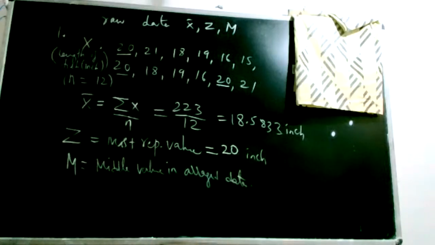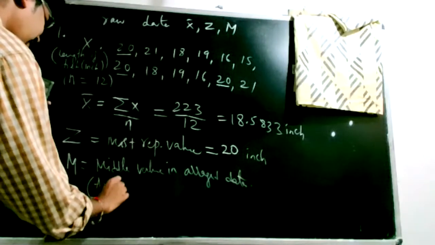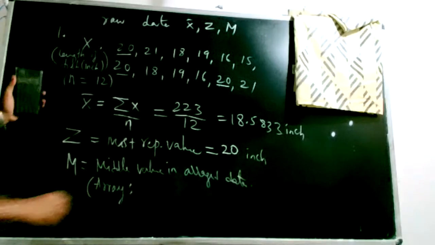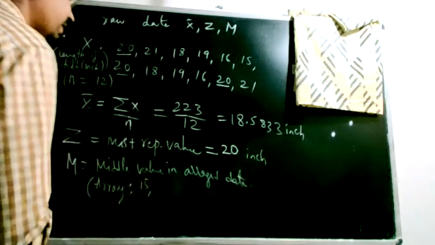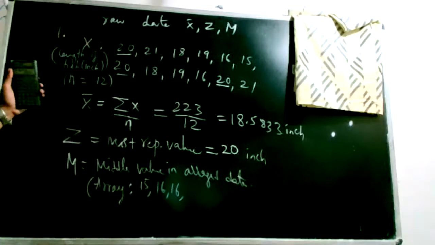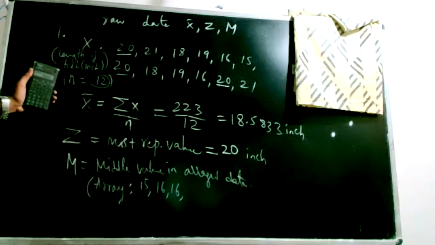Now to obtain the value of median, you have to arrange the data in increasing order, and that arrangement is called an array. So we'll start from the lowest value. I have 15. Write all the repeated values. Don't leave any number. All the 12 observations must be in your arrangement.